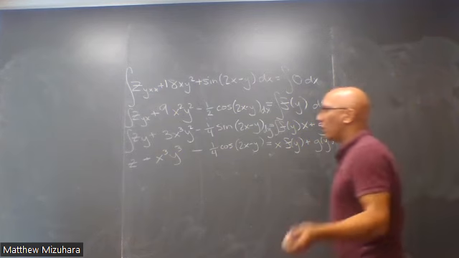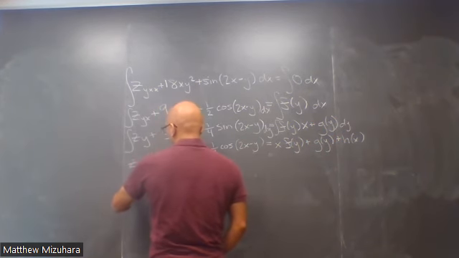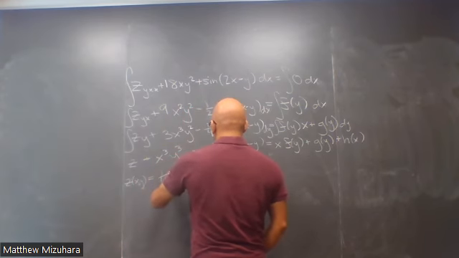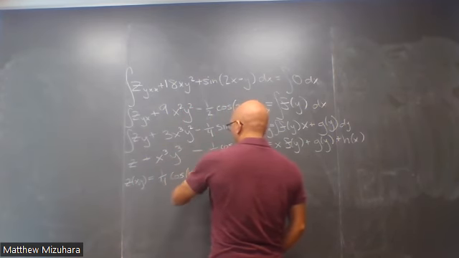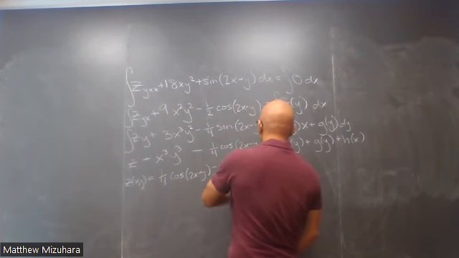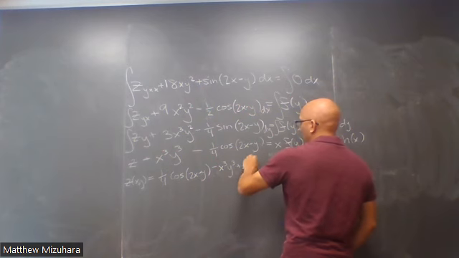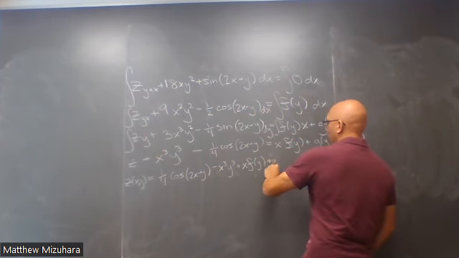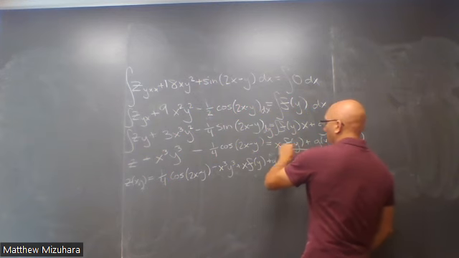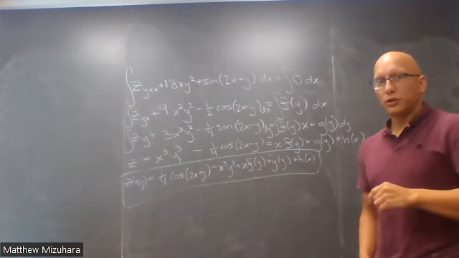So if I wanted to solve explicitly for the function z, I just need to rearrange my equation. I'll get 1/4 cosine of 2x minus y minus x cubed y cubed, and then all my stuff on the right hand side. So x f of y plus g of y plus h of x, where f, g, and h are all arbitrary.